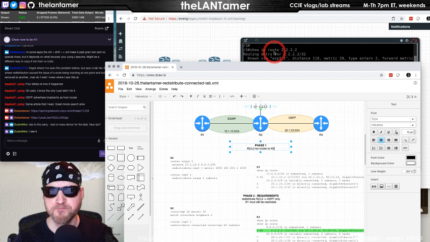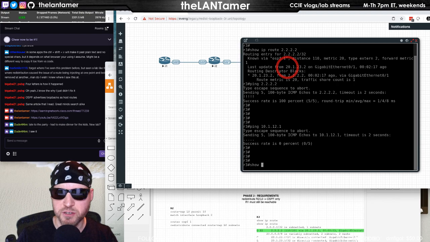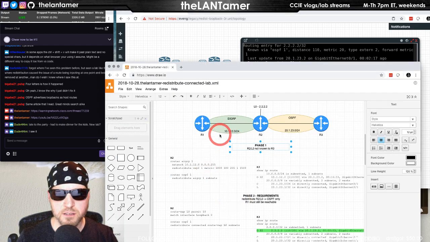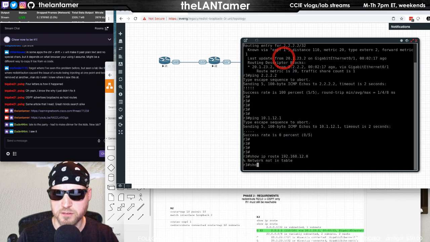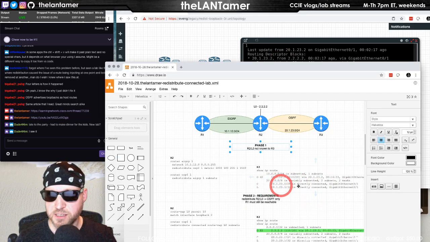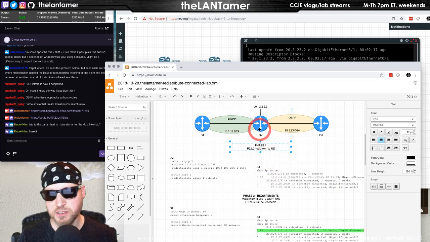Because, again, if we do show IP route EIGRP, well, no, not that, 192.168.12.0, sorry, 10.1.12.0. It's not there. It was there before. It absolutely was there before, redistributed from EIGRP. Why did that change just from adding this loopback into OSPF?